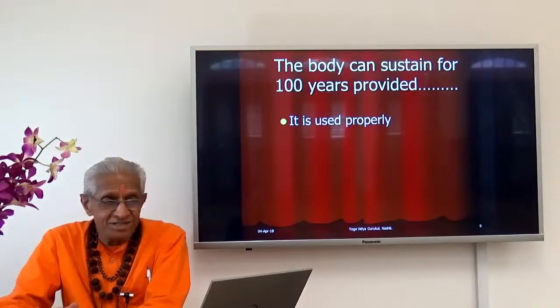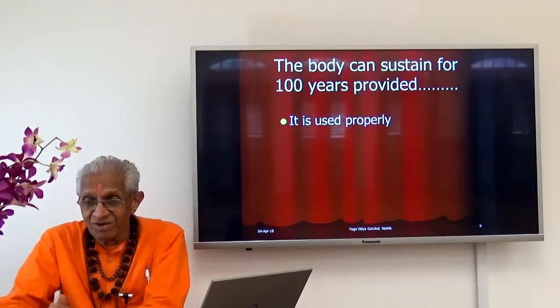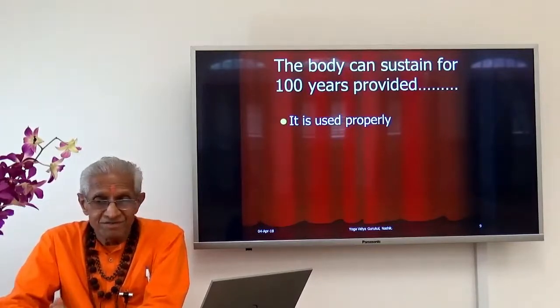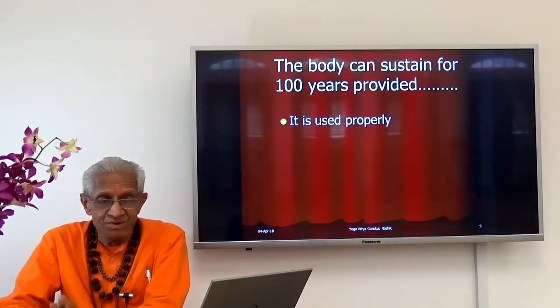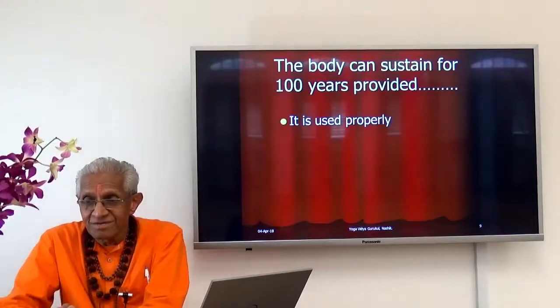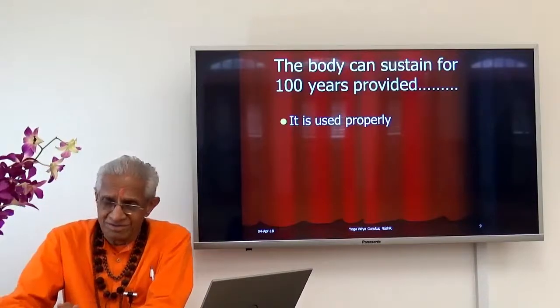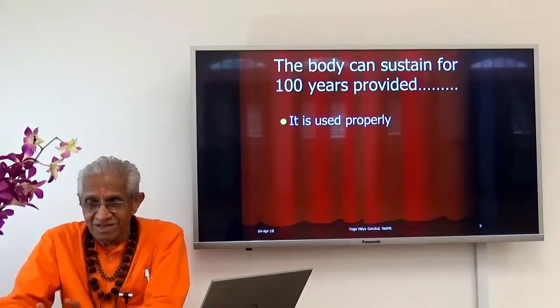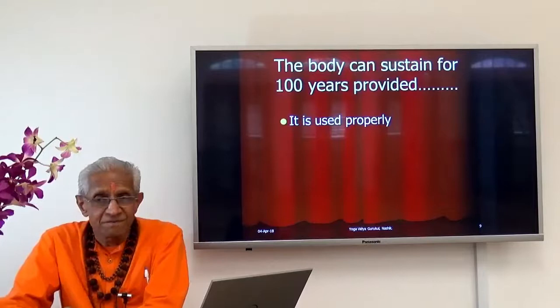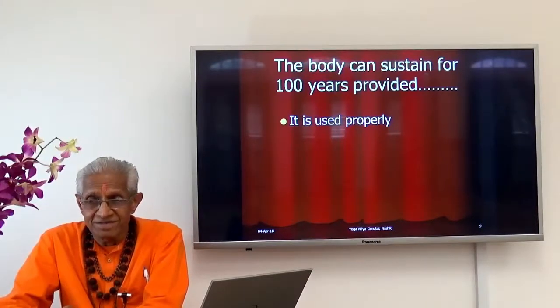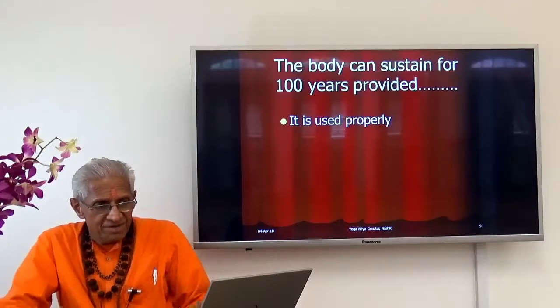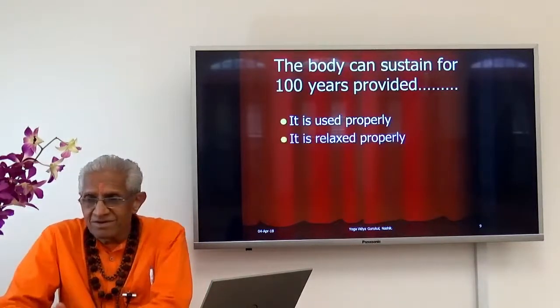So the body can sustain for 100 years provided, and that is more important for us, that we use the body properly. Of course, the body is supposed to carry out all work, physical, mental and everything, but within certain limits. So if we use our body properly, then the body can sustain for 100 years.